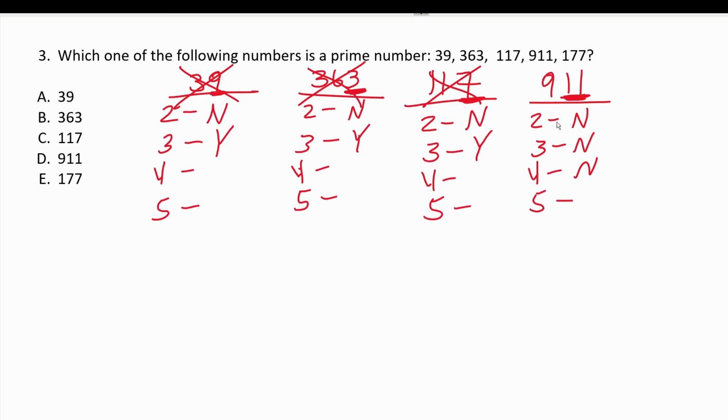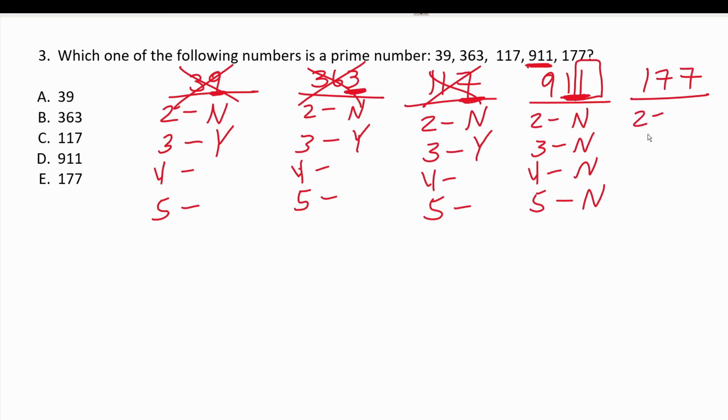And finally, to check to see if a number is divisible by 5, we're going to go ahead and look at the last digit. If that last digit's a 0 or a 5, then it is divisible by 5. Since it's a 1, it's not divisible by 5. So right now, I'm going to say 911 is the prime number, but I want to check 177 first.